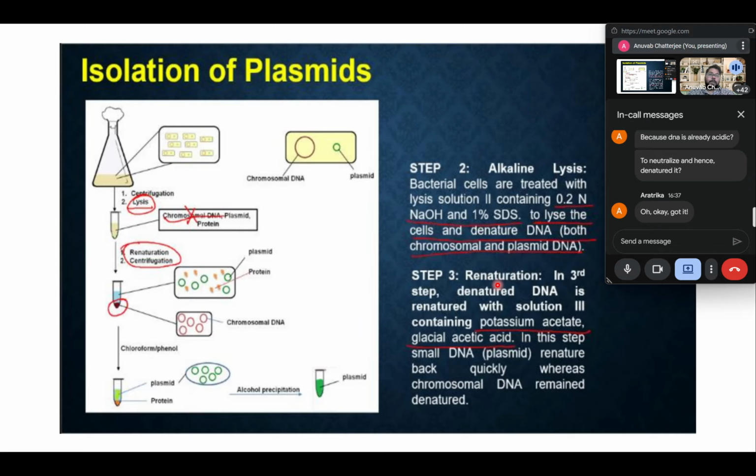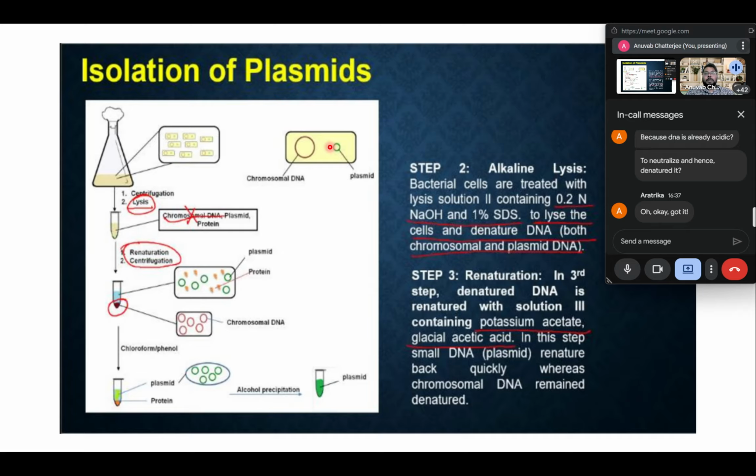In this step, something interesting happens. Everything that can come back, everything that is very small, which can renature when the pH is fixed back to its normal state, actually renatures. And those small things include our plasmids that can renature, as well as our proteins, which are smaller in nature. So they can come back into solution and then form a supernatant, which is liquid. A liquid supernatant is formed at this step.